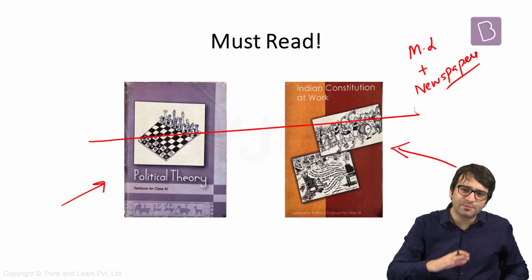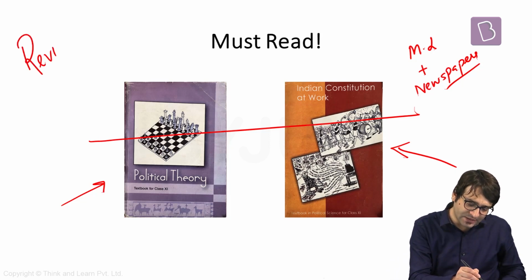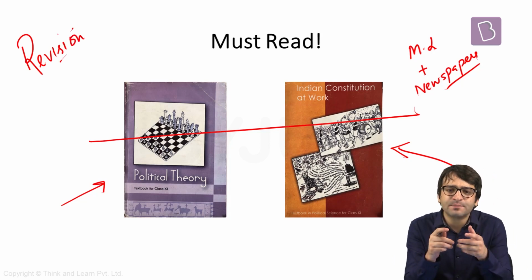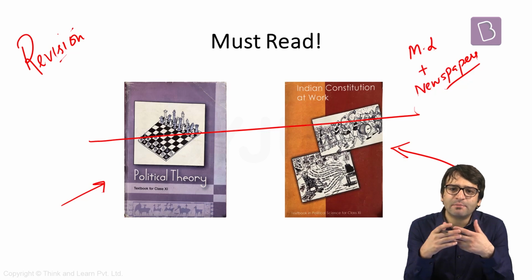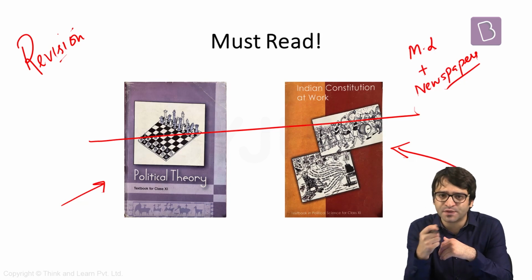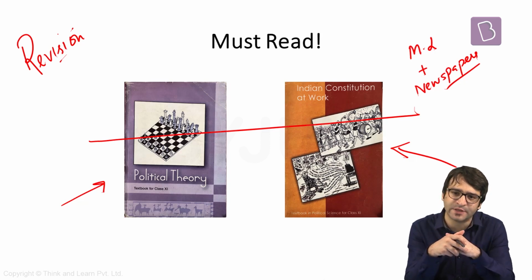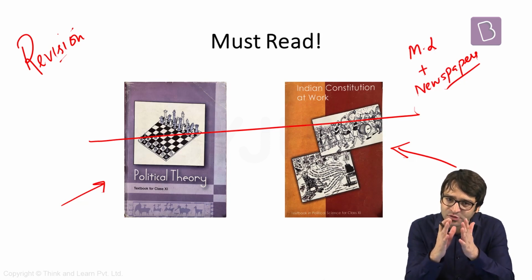And one last point before we end this discussion, revision is the key to success. If you read Lakshmikant once, you're not going to remember anything. You read it twice, you're going to remember quite a few. But you have to revise M. Lakshmikant, your notes, which you make out of the newspaper articles, at least 5 to 7 times before you write your answers, before you write the examination. So revision is key to success.